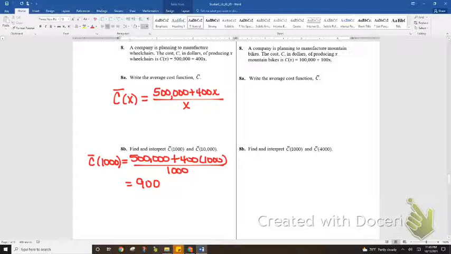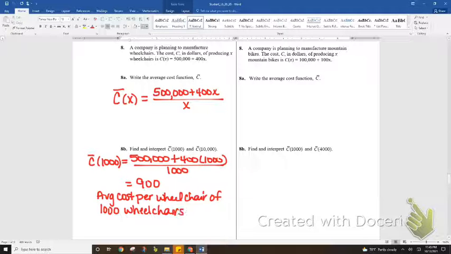So what does that mean? The average cost per wheelchair of producing 1,000 wheelchairs is $900. So if they're going to produce 1,000 wheelchairs, it's $900 per chair.